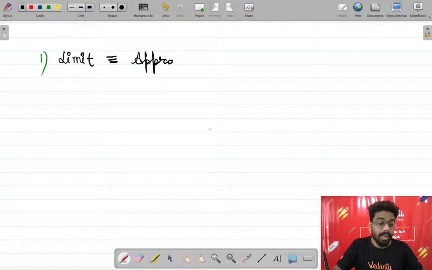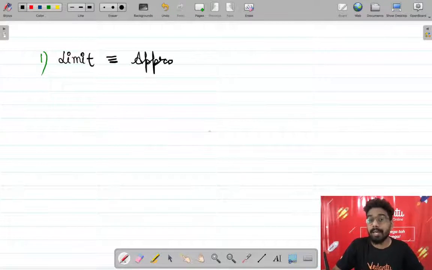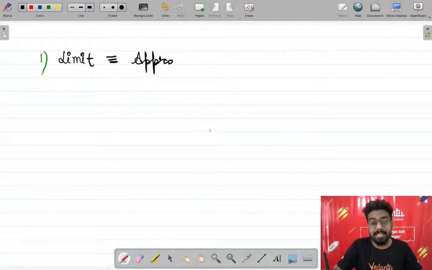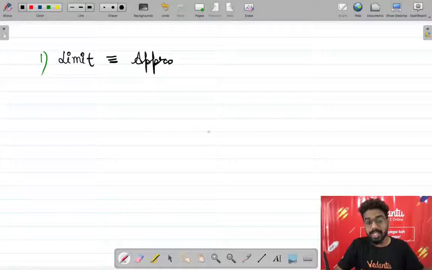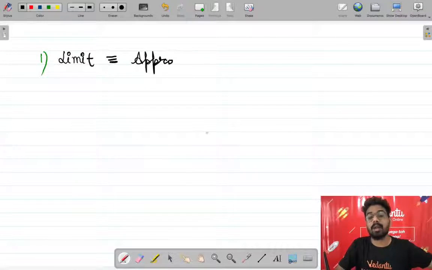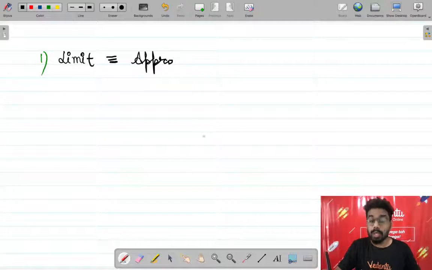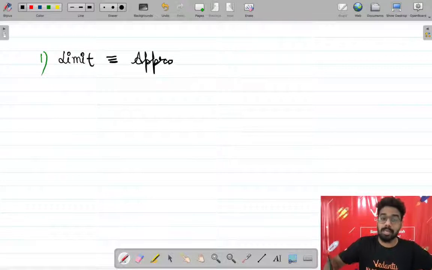And where exactly will we use it? In the chapter limit we will learn how to solve limits. In the 12th we will have continuity, and over there we will apply limit. In the chapter differentiation we will use limit in the first principle of derivative. So limit is used in many places, which is why we will study it.